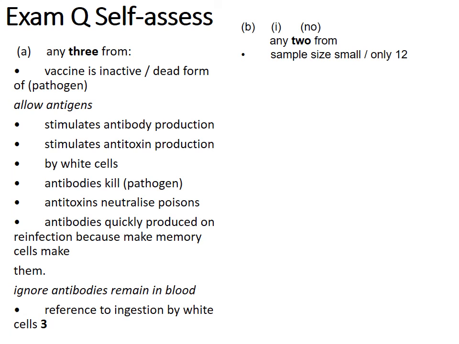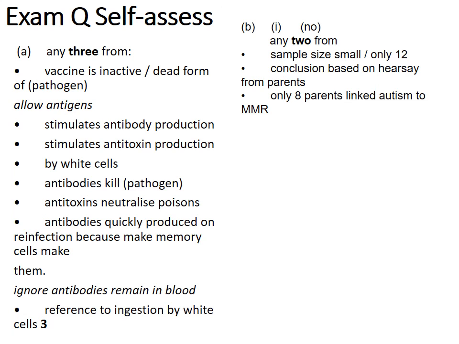So the next one, was it a good investigation? No, because the sample size was small. There was only 12 people. The conclusion was based on hearsay from parents. It wasn't based on scientific data, and only 8 parents linked the autism to MMR. So it's a really small sample size, not very good. There was no control used. And so this is some of the ideas about why Wakefield's work was so poor.